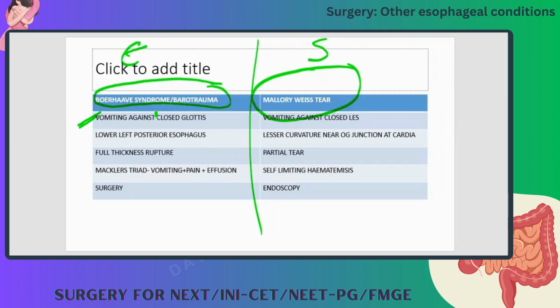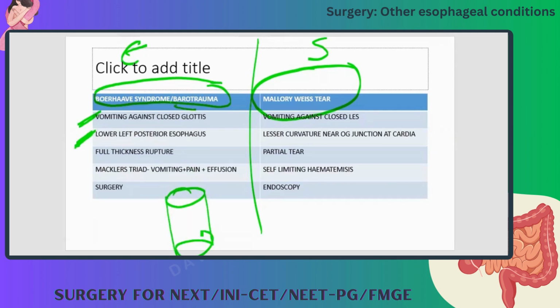So that is one. And next, it occurs in the lower left posterior esophagus. Suppose this is the esophagus. This is the upper, this is the lower. It occurs on the left posterior only. Lower left posterior esophagus. It happens as a full thickness rupture. The esophagus will rupture completely.